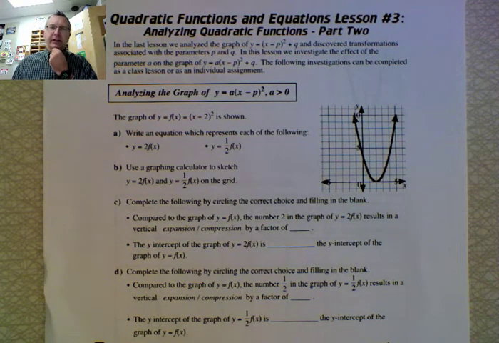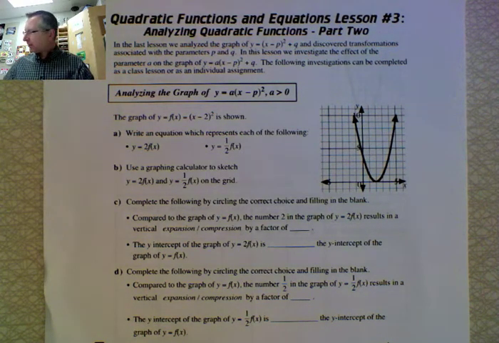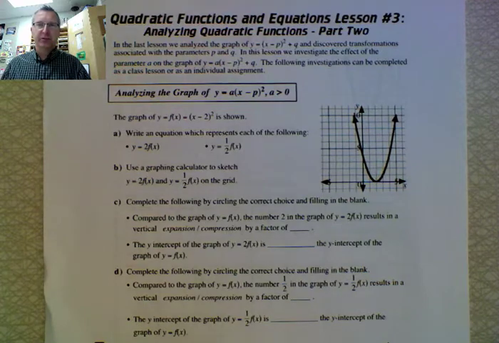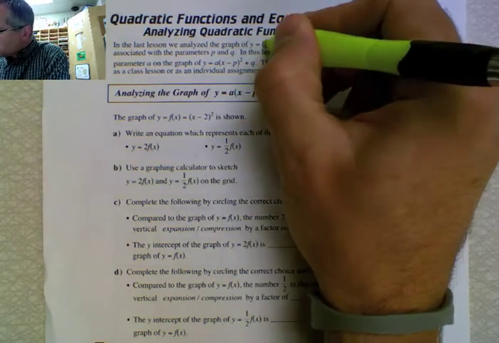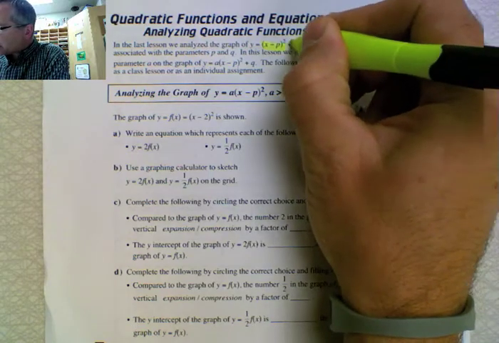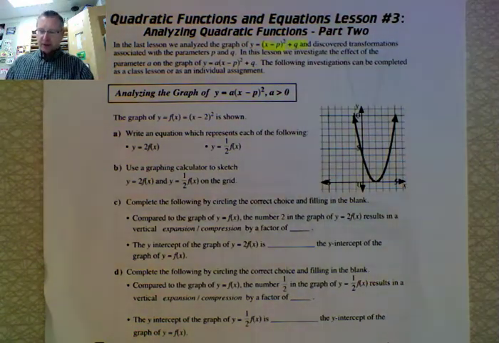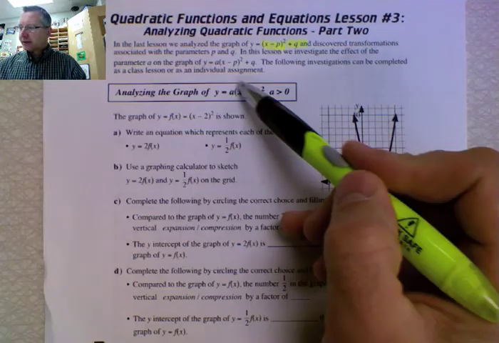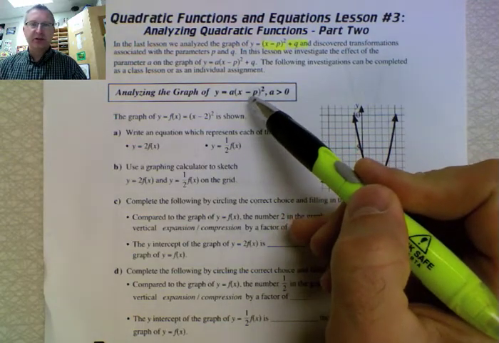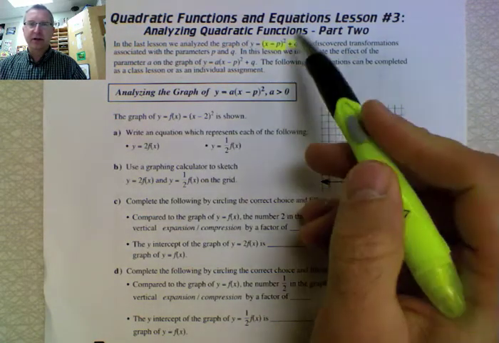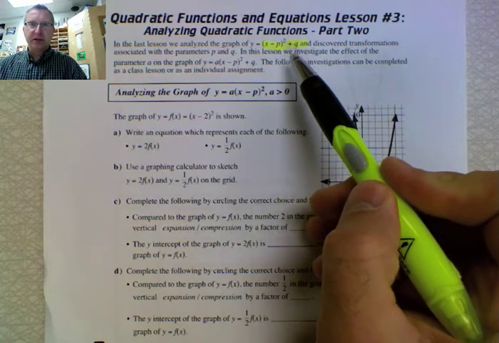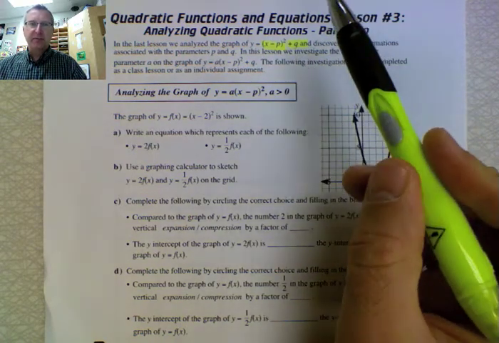So yesterday in the lesson, we looked at a couple of parameters that affect how the graph of a quadratic function or a parabola is transformed. We looked at x minus p and we looked at plus q. And we realized that anything inside the brackets translated our graph left and right. Anything outside the brackets, the q, translated our graph up and down.